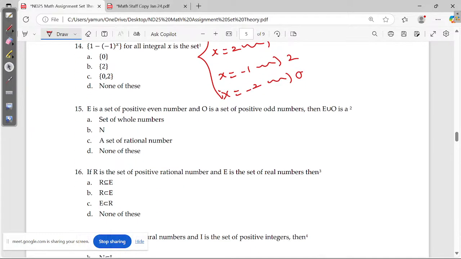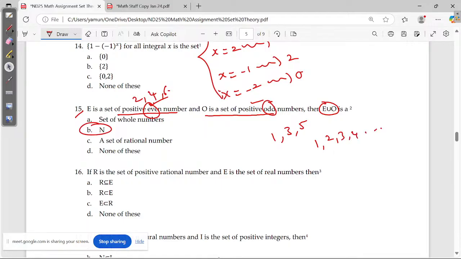Take one. E is a set of positive even numbers. O is a set of positive odd numbers. Then E union O: we have everything, not positive and negative, only positive, but even and odd put together. So this will have 2, 4, 6, etc. This will have 1, 3, 5, etc. If you club them together, you get 1, 2, 3, 4, 5. So it's the natural numbers. Shall I go for the next one?